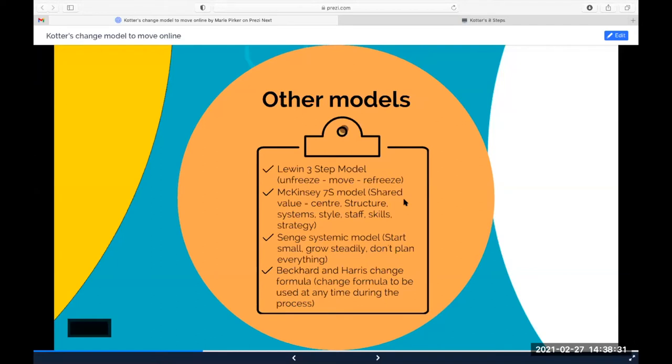The Senge systemic model is quite an easy one when you look at it. You start small, you grow steadily, and you don't plan everything. A lot of what has happened during the pandemic was probably following this model more, although starting small was obviously not possible most of the time. And Beckhard and Harris made a change formula that we can use during the change process. It's a little bit more on a smaller scale.